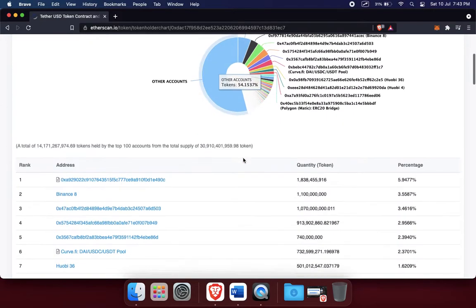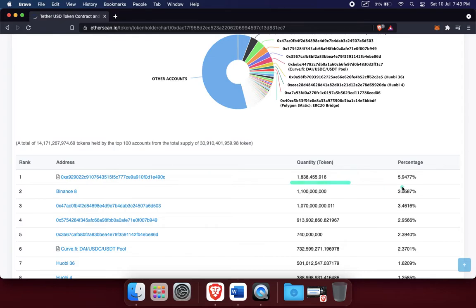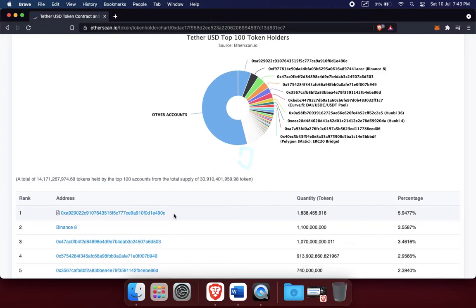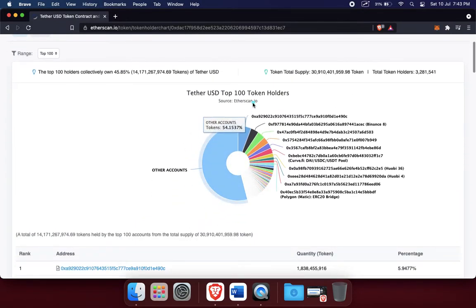So we can see earlier we looked at this account. He's got this amount of tokens, 5.9477%. Let's look at this, and we can see that 5.9477. Right. So this chunk here represents the top holder of Tether in the world. Don't know who that person is, whoever it is, got a lot, right?